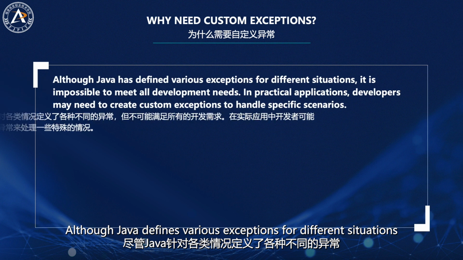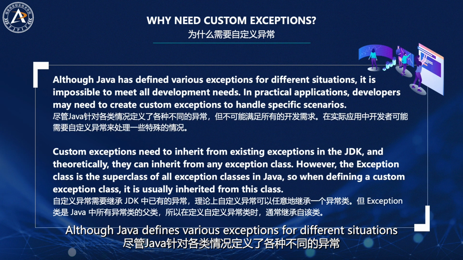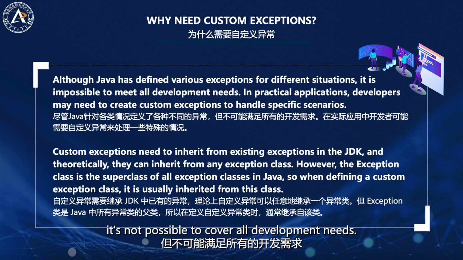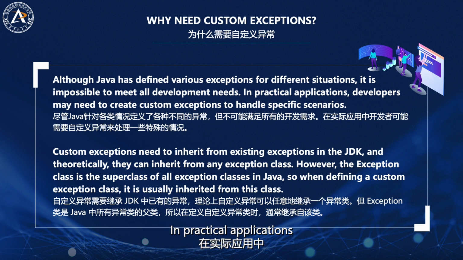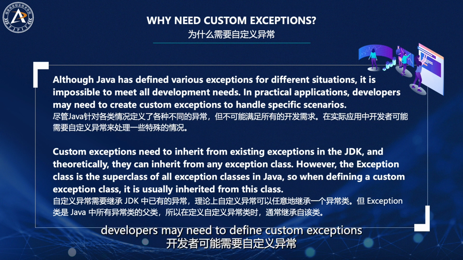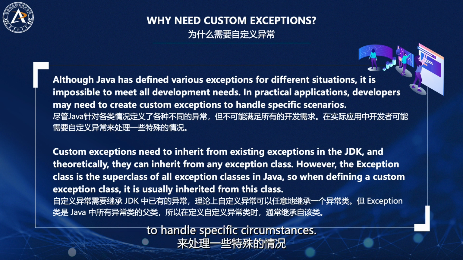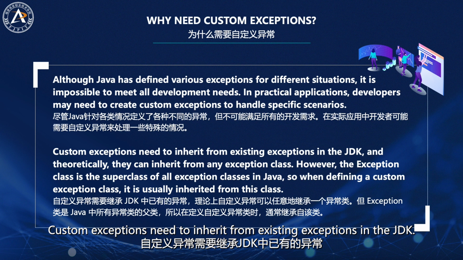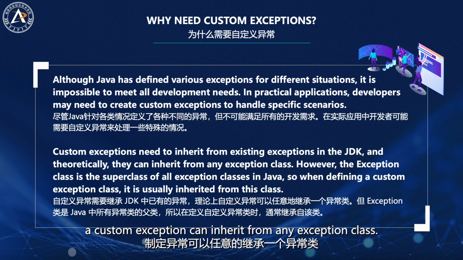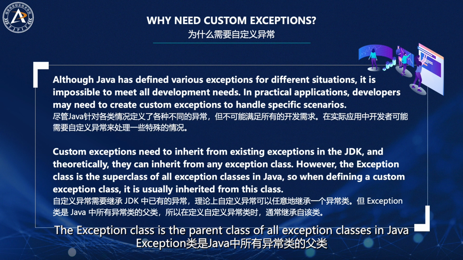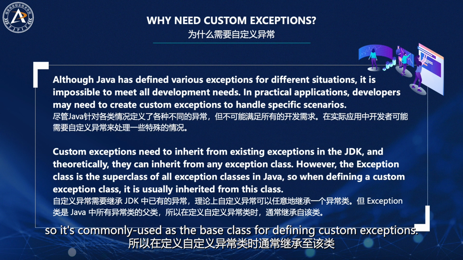Although Java defines various exceptions for different situations, it's not possible to cover all development needs. In practical applications, developers may need to define custom exceptions to handle specific circumstances. Custom exceptions need to inherit from existing exceptions in the JDK. In theory, a custom exception can inherit from any exception class. The Exception class is the parent class of all exception classes in Java, so it's commonly used as the base class for defining custom exceptions.